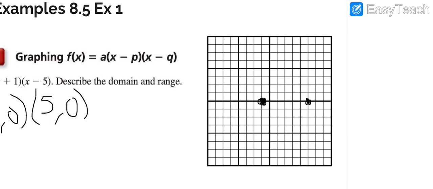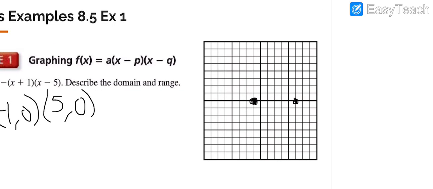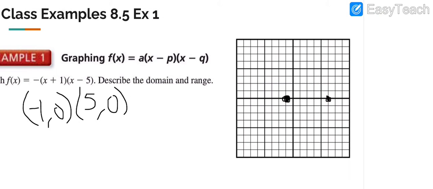There are a few other things we can do to identify more pieces of our graph as well. One thing you can do is multiply P and Q to get your C value, your y-intercept. So with this one, the negative 1 here would be positive 1, so negative 1 times positive 1 times negative 5 would be positive 5. So I need to write my y-intercept right here.